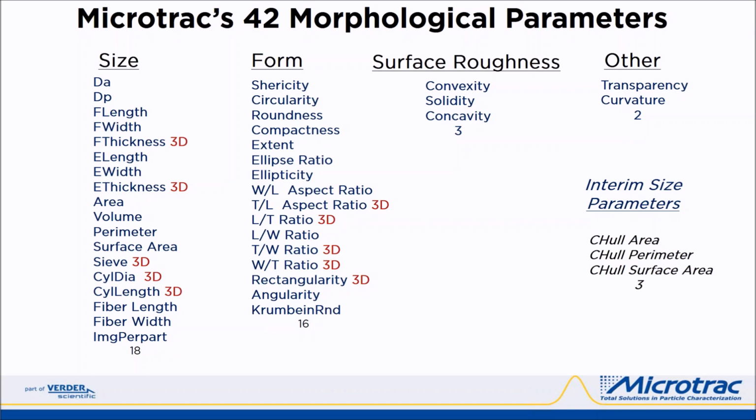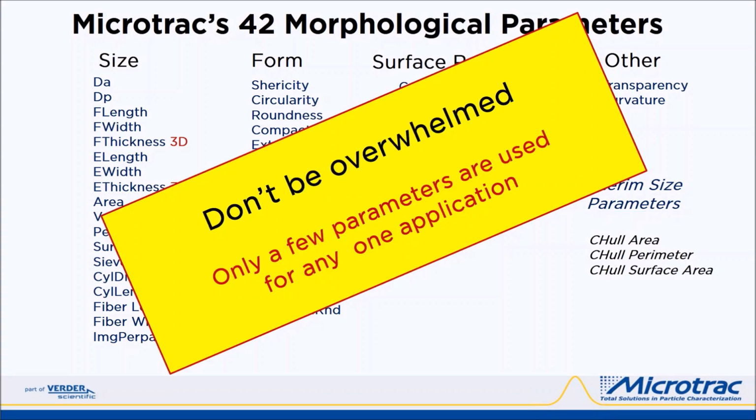Form factors include 13 different parameters that indicate how closely the particle is to being a perfect sphere, or various aspect ratios or elongations of the particle. Surface roughness parameters are just that. 3 different parameters can indicate the roughness factor of the particle surface. 2 other parameters report the overall light intensity coming through the particle, transparency, and the curvature of the particle as a gradient of light intensity. Interim size parameters are used to calculate some shapes. But don't be overwhelmed. Only a few parameters are used for any one application.